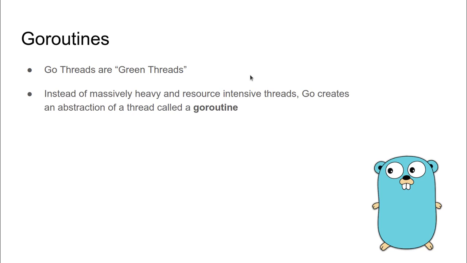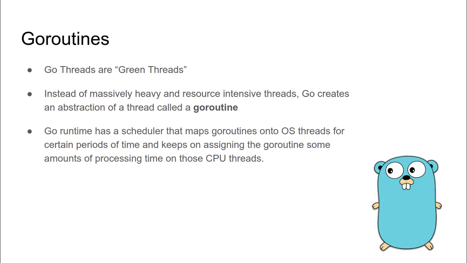So instead of having massively heavy and resource intensive threads, the Go runtime has created an abstraction of threads which is called a Goroutine. Now, this Go runtime also has a scheduler which keeps on mapping or assigning these Goroutines onto various OS threads for certain periods of time so that each Goroutine could eventually run to completion.